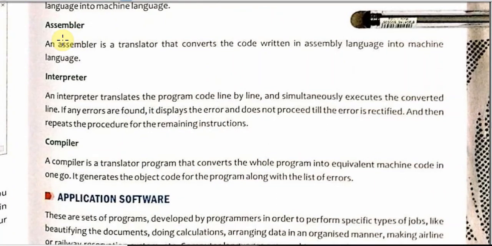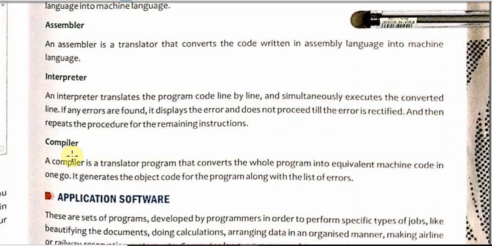Now, what are the types of language processors? First is the assembler. An assembler is a translator that converts the code written in assembly language into machine language. Second is the interpreter. An interpreter translates the program code line by line and simultaneously executes the converted line. If any error is found, it displays the error and stops there until the error is rectified. Then it repeats the process for the remaining instructions.